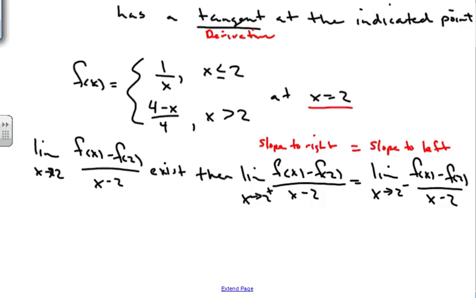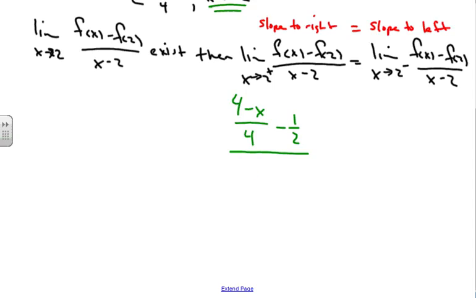Well, first off, to figure out the right slope, we're going to look at this one right here. We're going to take the 2 value, and 2 is going to be greater than, which is going to equal that equation. So we're going to find the slope using this equation right here. We take 4 minus x over 4, that's f of x, minus f of 2, so we plug in 2, and that should equal 1/2. And we take that all over x minus 2. So we're going to find that limit as x approaches 2 to the right.